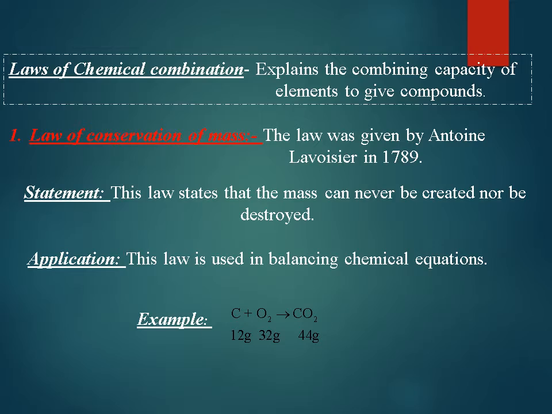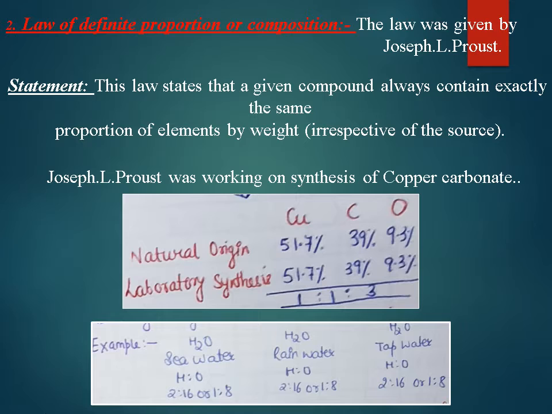The second law was the law of definite proportion, sometimes also called constant proportion or composition. This law was given by Joseph L. Proust. After Antoine Lavoisier gave the law of conservation of mass, after some years, Joseph L. Proust came out with a second law called the law of definite or constant proportion or composition.